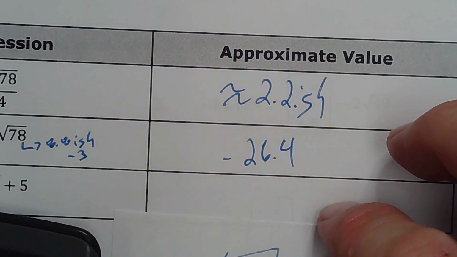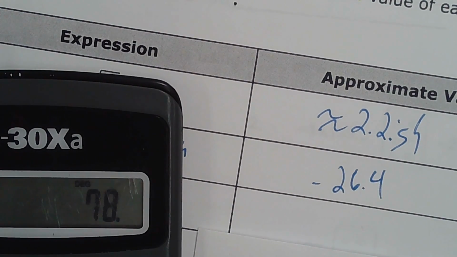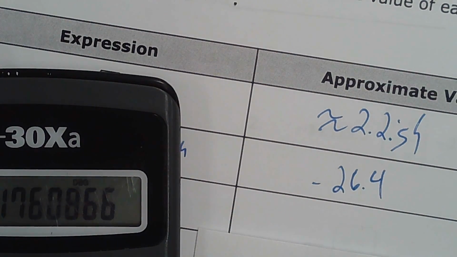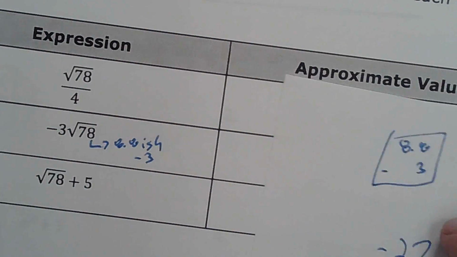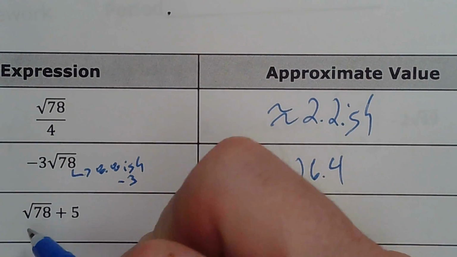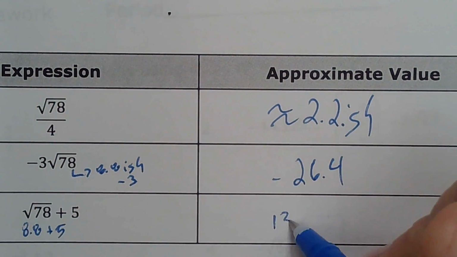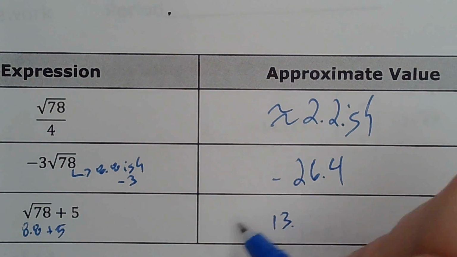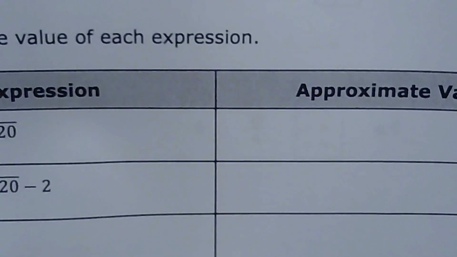All right, so 78 square root times 3 negative is like 26.5, right? So that was pretty close. Okay, and then we have this again is 8.8 plus 5, so it's like 13.8. Okay, so there you go. So that's that one there. So that's kind of how you do that one.